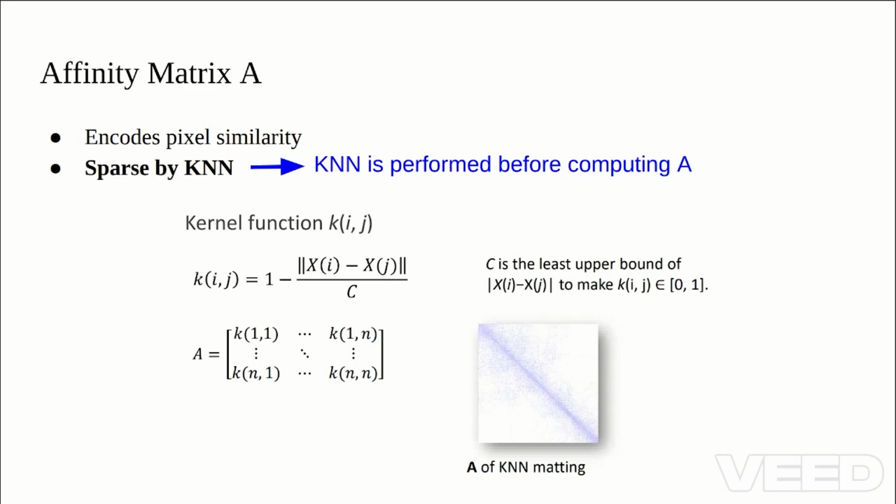Next, we construct the affinity matrix. This matrix encodes the similarity between pixels. However, computing all pairwise similarities will be expensive. So we first perform KNN search and only compute affinity with this kernel function for the nearest neighbors. And this makes the matrix sparse, which is important for efficient computation.